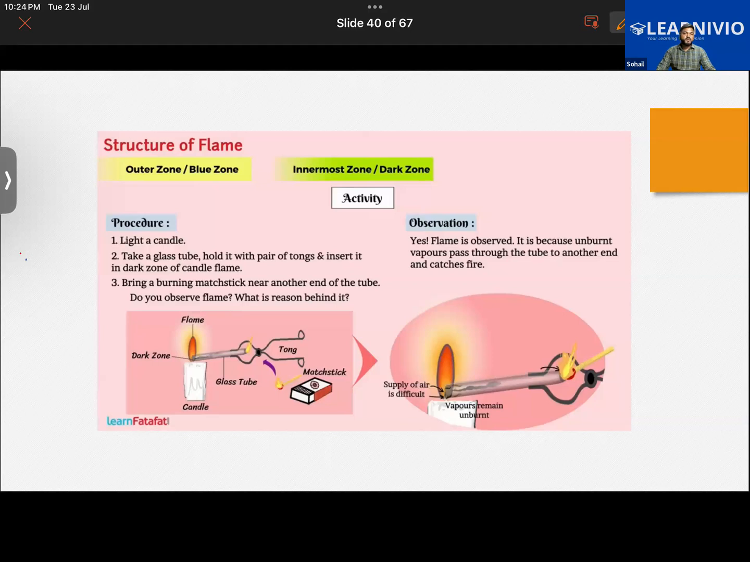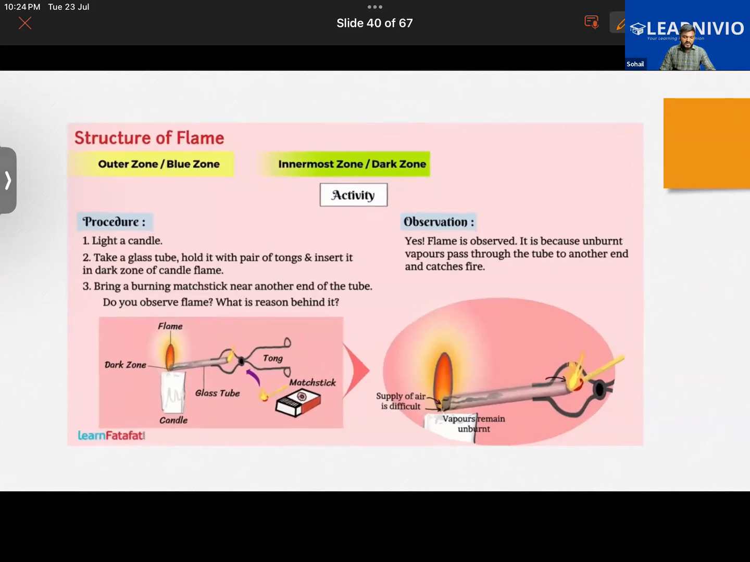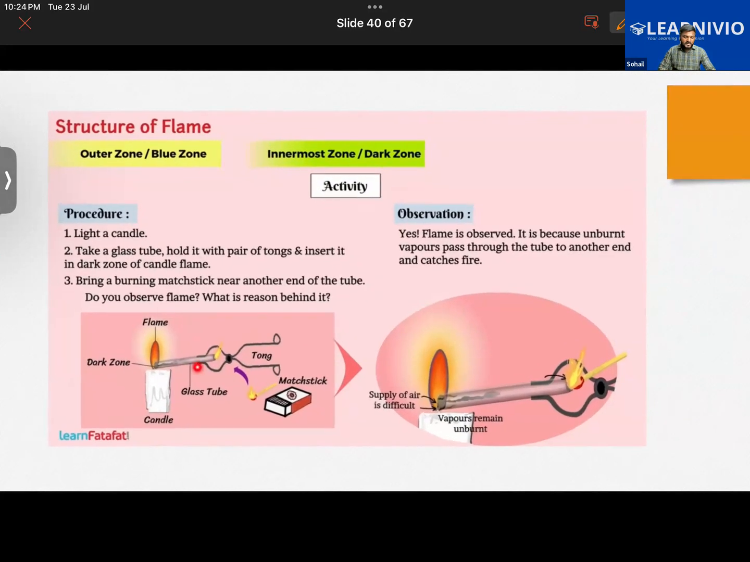Right now we are going to learn about some activities on the structure of a flame. In the first activity, you have lighted a candle. Now you have taken a hollow glass tube, with both sides open. Using a pair of tongs, you are holding it in the innermost zone, that is the dark zone.